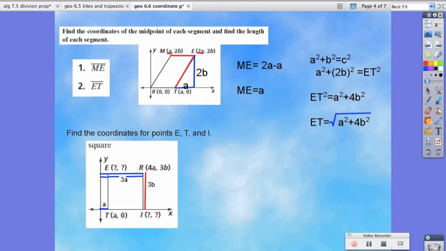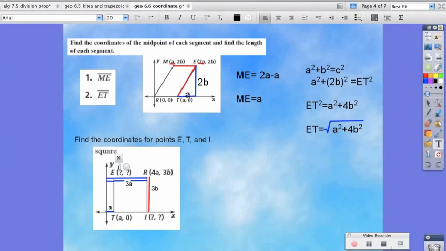So now that we have the basis of these values, we could solve for E and I now. In terms of the x value for E, it's lined up with T, so we know that it's a. The distance is a. So that's a, and the height is the same as R, so that's also 3b. For point I, we know that it's lined up with R, which in terms of x is 4a, and it didn't go up or down, therefore the height is 0.